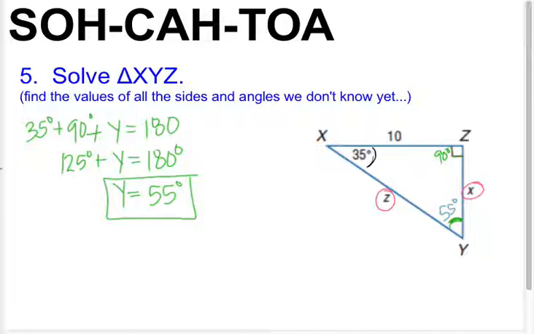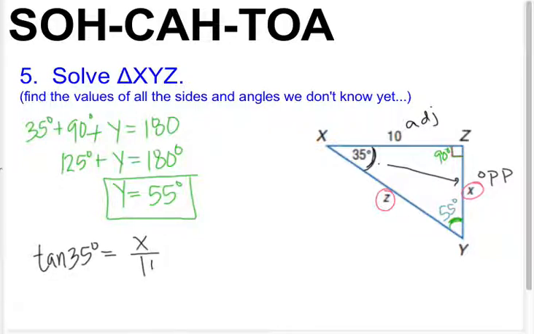If I have my angle 35, I have my opposite and my adjacent. So who uses opposite and adjacent? Well, tangent does. So it's tangent of 35 degrees is equal to my opposite x over my adjacent 10. To solve for x, I would multiply by 10 on both sides. So I would have that x is equal to 10 tangent of 35. And if you type that in on your calculator and round to 3 decimal places, you get 7.002.